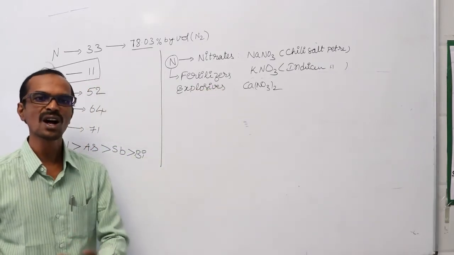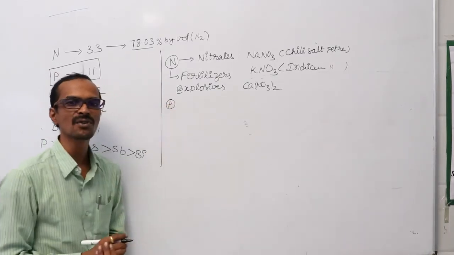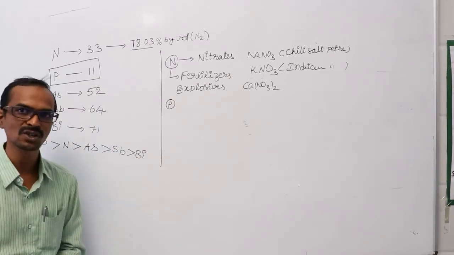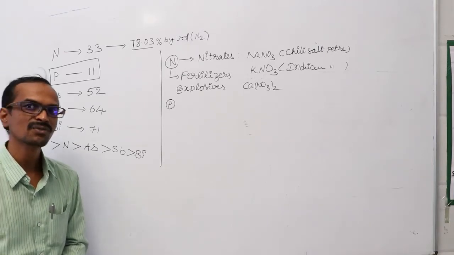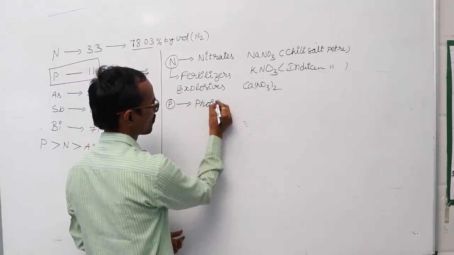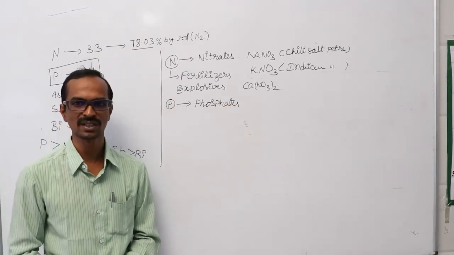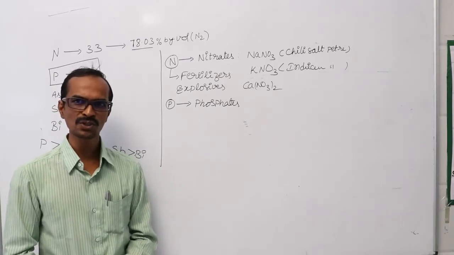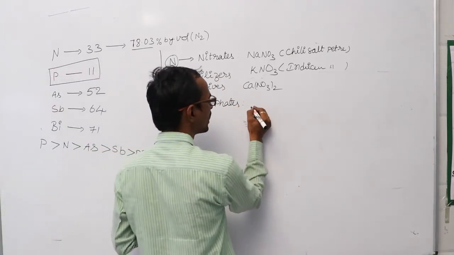Next, phosphorus. Mostly this phosphorus is present in the form of phosphates. Phosphorus is available in the Earth's crust in the form of phosphates. Are you clear, students? Generally, the phosphorus compounds or phosphates are available as apatites. Most important, remember, apatites.